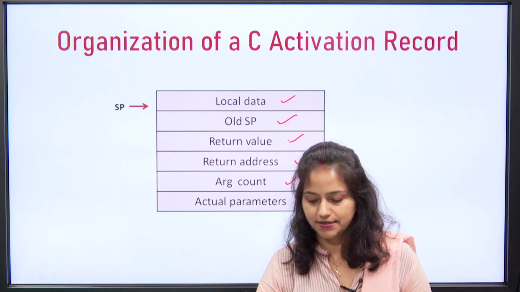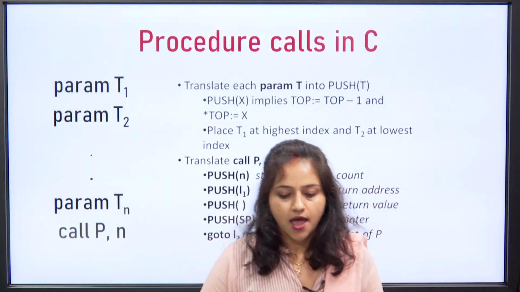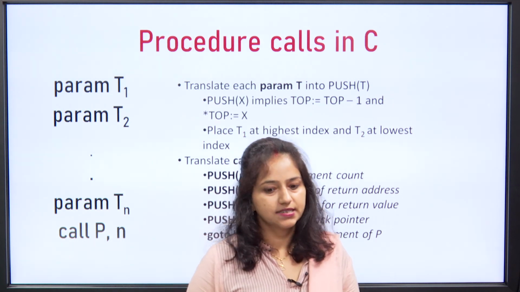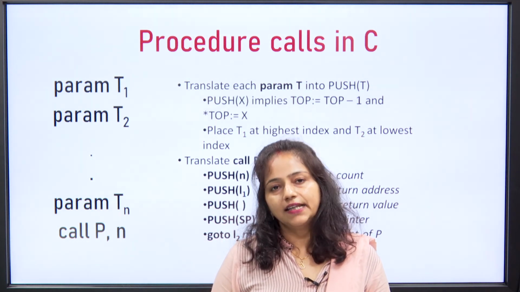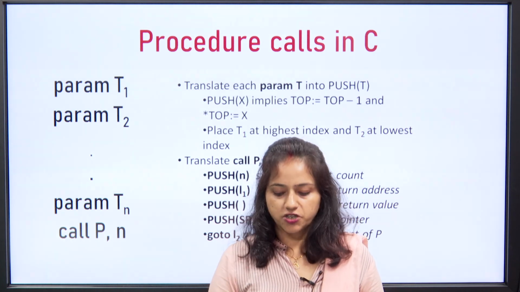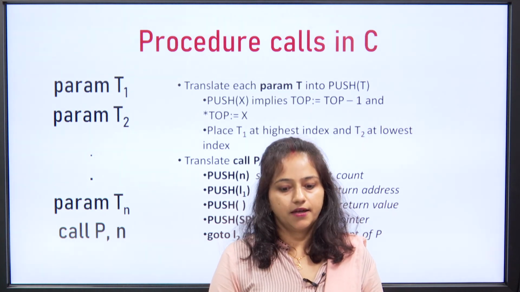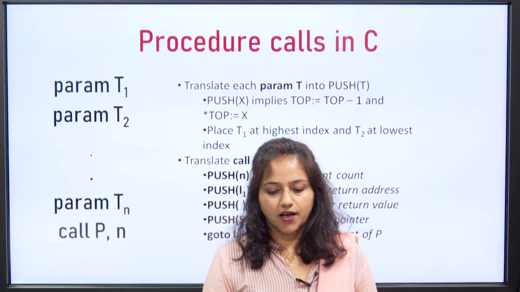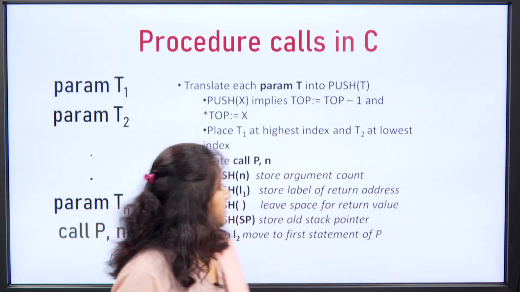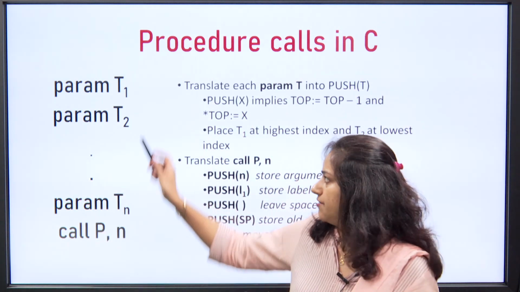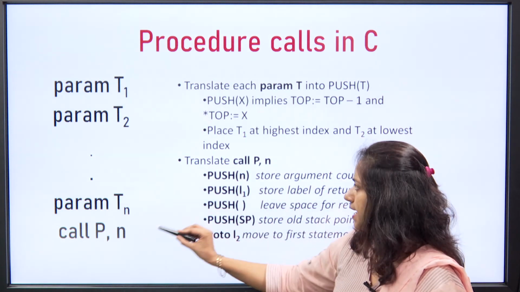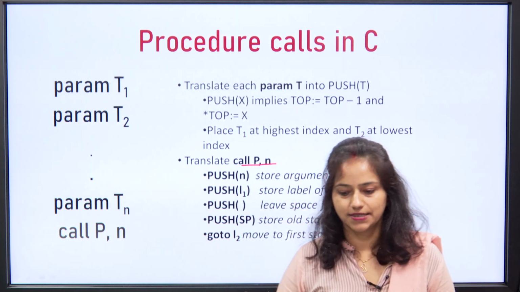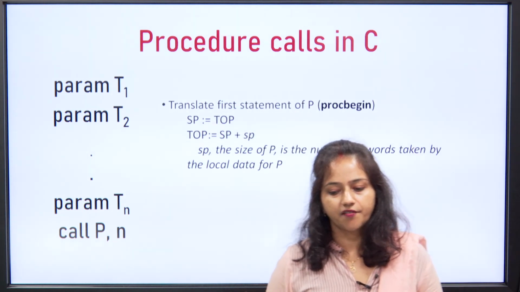So, this is the organization of the activation record, and for the various procedures we can operate, we can write the 3 address code to push the data into the symbol table. We can write the code for statements like parameter T1 up to Tn. Another instruction can be call P, n. So, this can also be translated in the form of 3 address code.